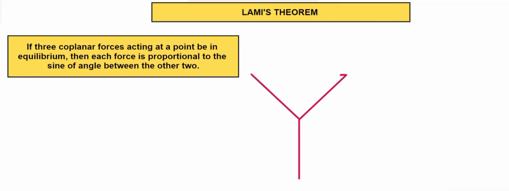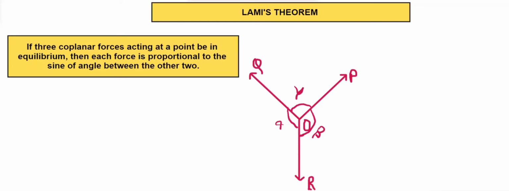We'll just draw the forces like this. Here there are three forces, namely P, Q and R, and these forces are acting at a point O. The opposite angles to these forces are alpha, beta and gamma. That is, between Q and R the angle is alpha, between P and R the angle is beta, and between P and Q the angle is gamma.